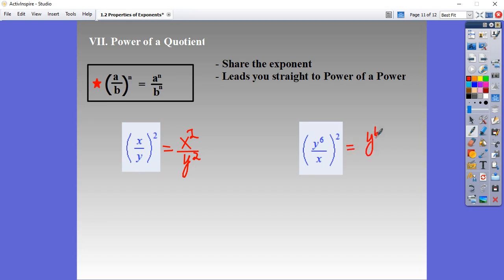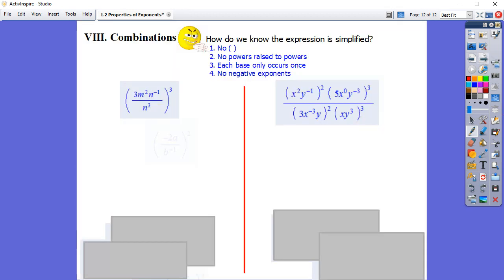What we have is y to the 6 and then squared. And so when we have something like that, we have power of a power again. So it looks like this. And so that ends up being y to the 12th. And in the denominator, we have x squared, which is x squared. And so there we go. That's going to be our two answers there.